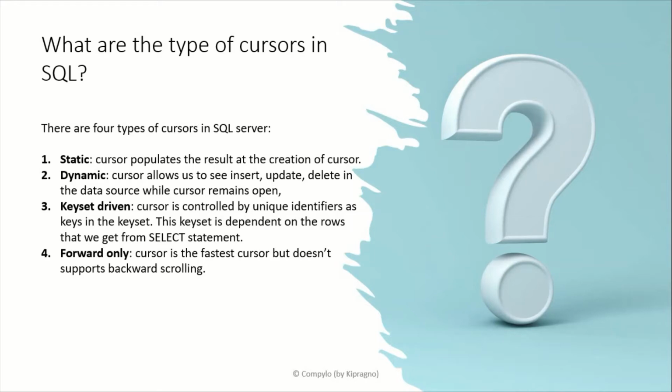Keyset driven cursor is controlled by unique identifiers as keys in the keyset. This keyset is dependent on the rows that we get from select statement. Forward only cursor is the fastest cursor but doesn't support backward scrolling.